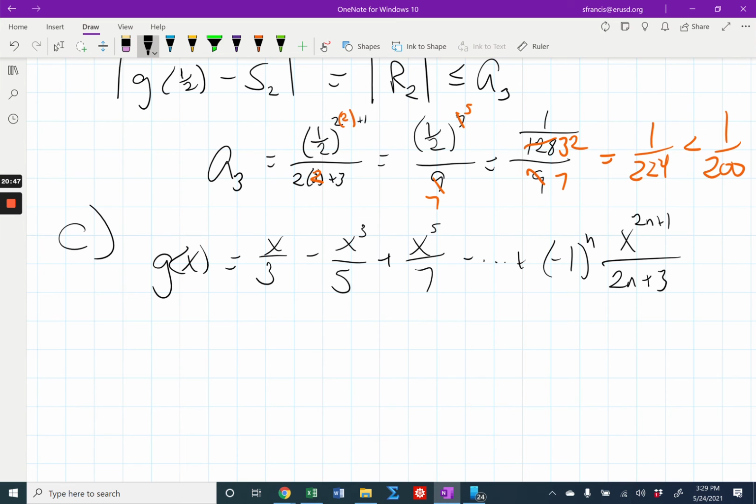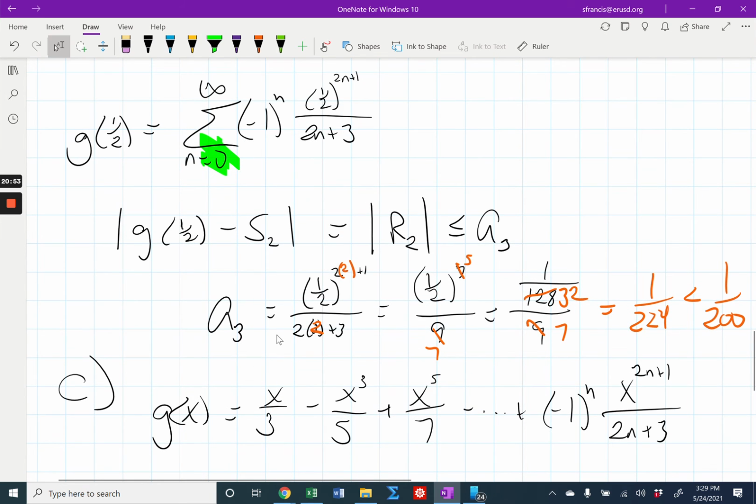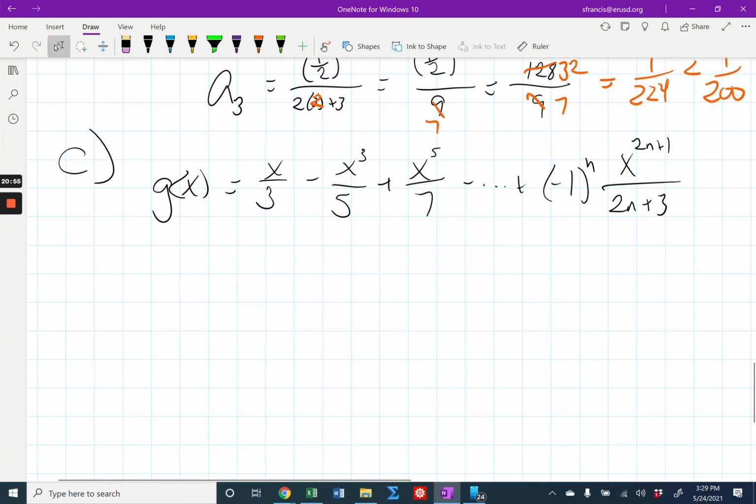I think this is a 2-point question. Yeah, B was a 2-point question and C was a 2-point question. So G prime, just take derivatives term by term. The derivative of x over 3 is 1/3. The derivative of x cubed over 5 is going to be 3x squared over 5.